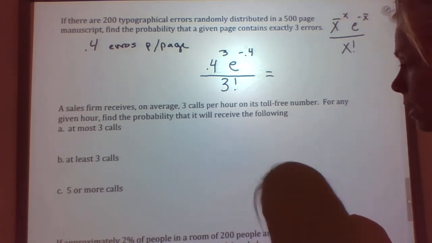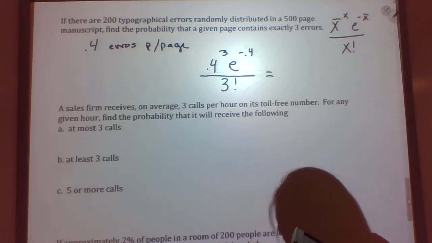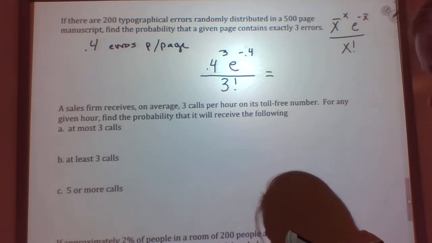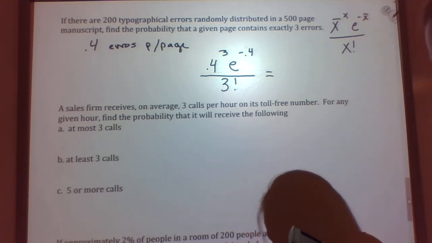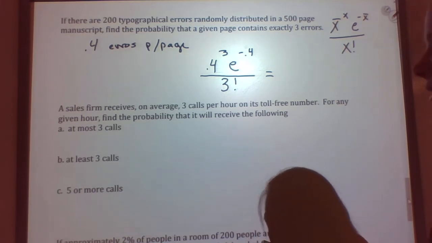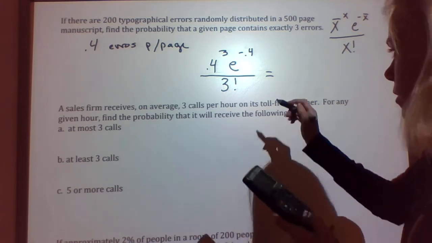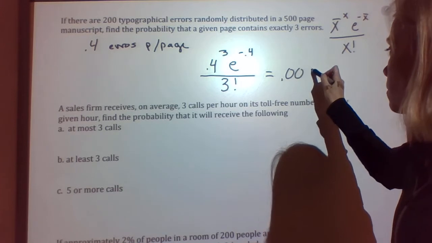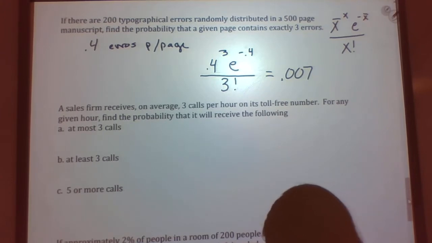The probability of what? Putting this on my calculator: 0.4 cubed times e to the negative 0.4 divided by 3 factorial, and you should be able to do that in your head. 3 times 2 times 1 is 6. If not, you do have the factorial button. So I should get 0.007. And it should be a really small probability, to have 3 errors on one page.